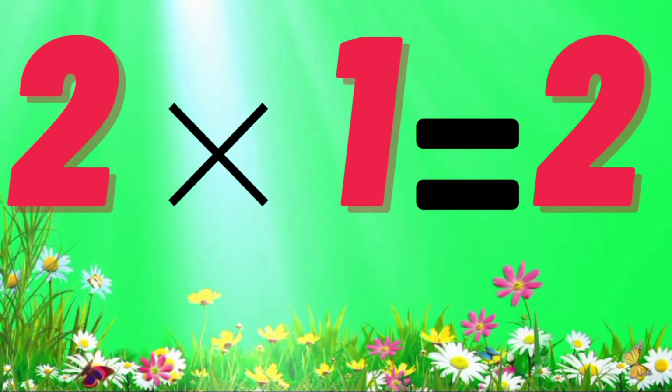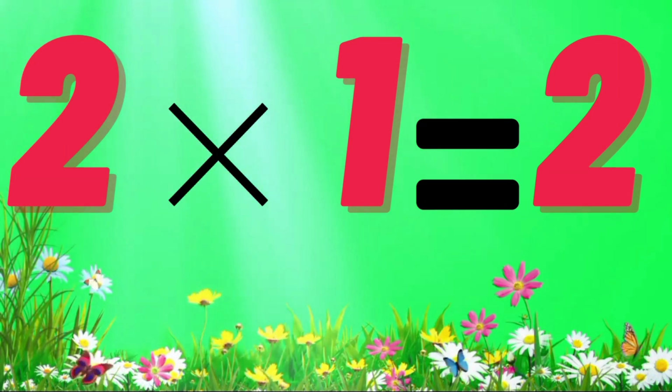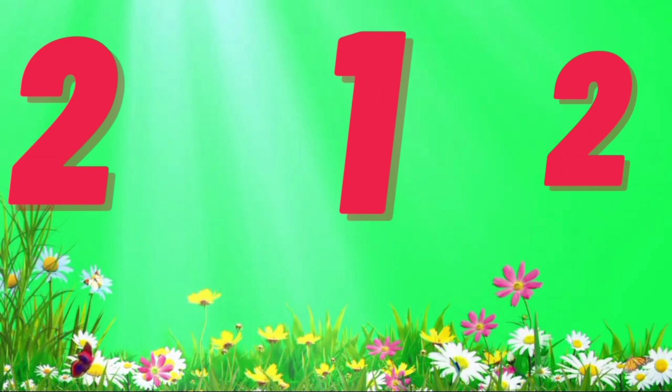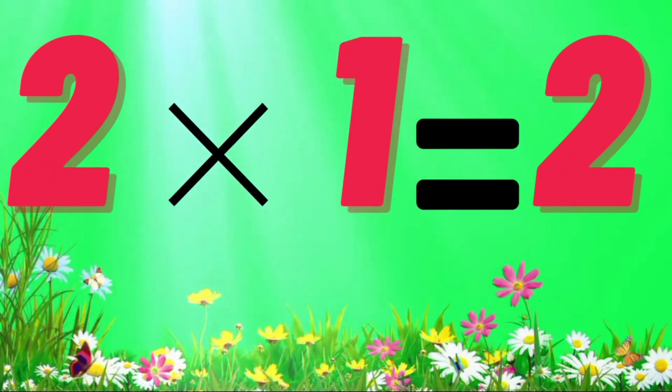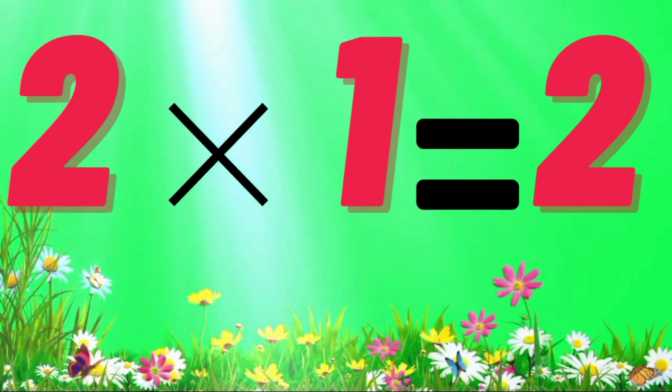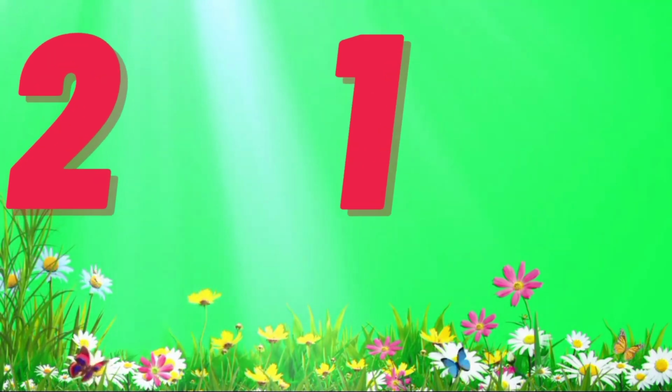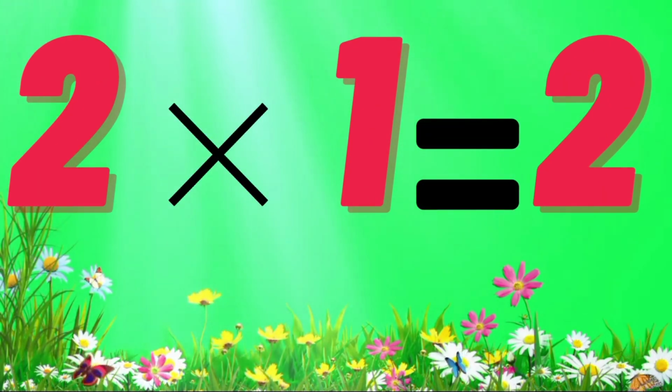2 ones are 2. 2 one times becomes 2. 2 ones are 2. Read as 2 ones are 2. 2 one time becomes 2.